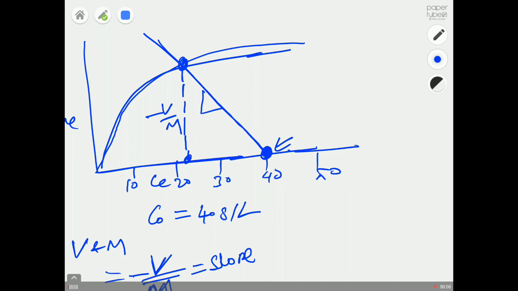The x value of that point should give the CE value, and the corresponding y value of that particular point, let's call it point P, should give QE. Which means we can determine CE and we can determine QE.